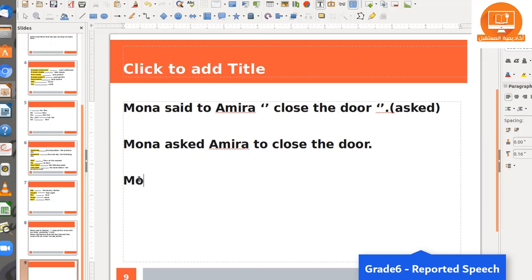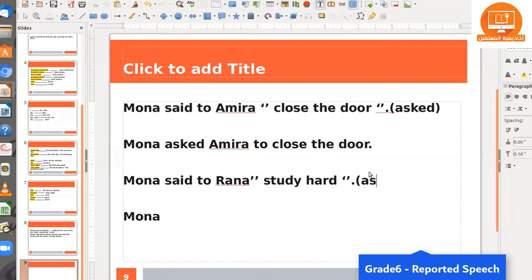So again, Mona said to Rana, study hard. How can I do it? I write Mona asked Rana to study hard. Yeah, asked Rana to study hard. Okay, anything difficult in this? No, very good. So this is imperative.